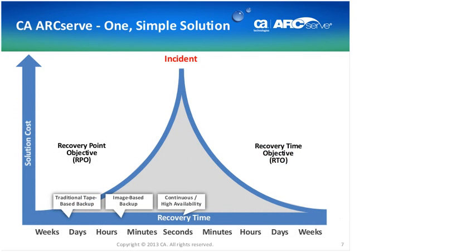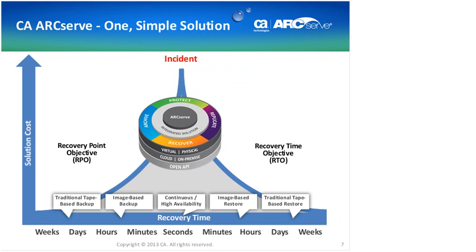When it comes to selecting a solution to protect your data, it always comes back to two questions: what is your RTO and what is your RPO? We have traditional tape-based backup and image-based backup for your recovery time objective. You can also have a continuous or high availability solution. If you're looking at a higher RPO, maybe you can go for image-based restore. Or if you only need to recover your server or data the next day, then maybe you can try the traditional tape-based restore.